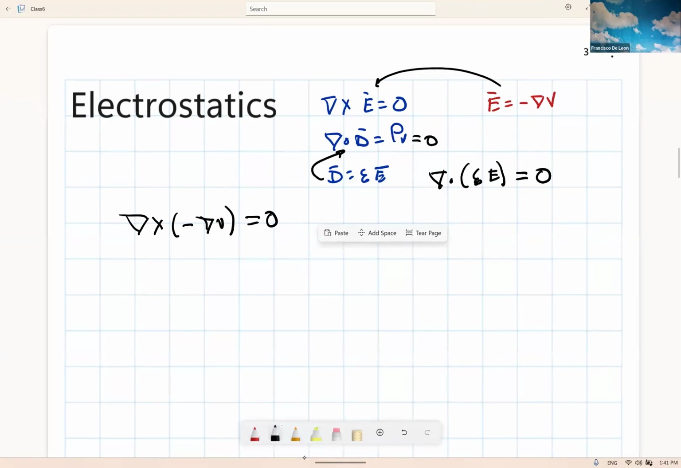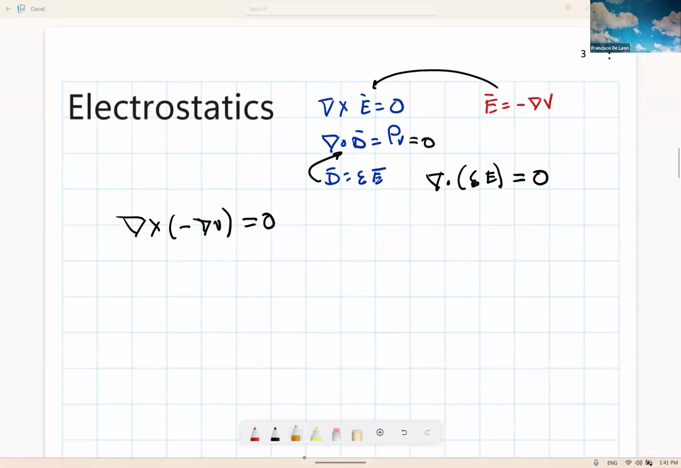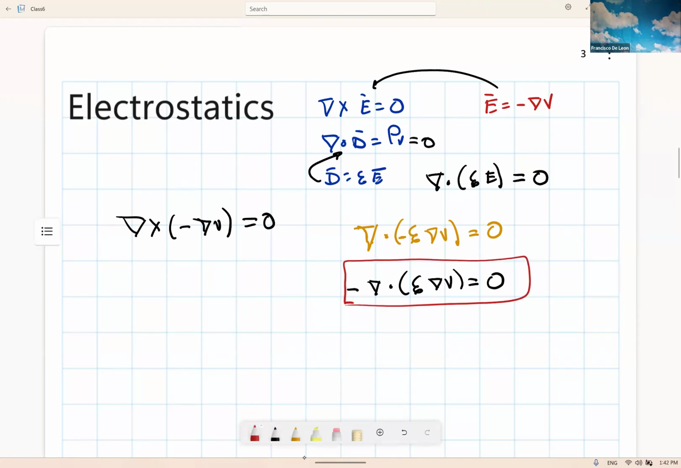Let me put E in here. I have this thing bugging me here. All right. So I have the divergence of epsilon, let me put the minus here, the divergence of epsilon gradient of V equals to 0. I'm just going to put the sign out, and that's all I do. Minus divergence of epsilon gradient of V equals to 0. And this is the equation that I am going to solve with finite elements.